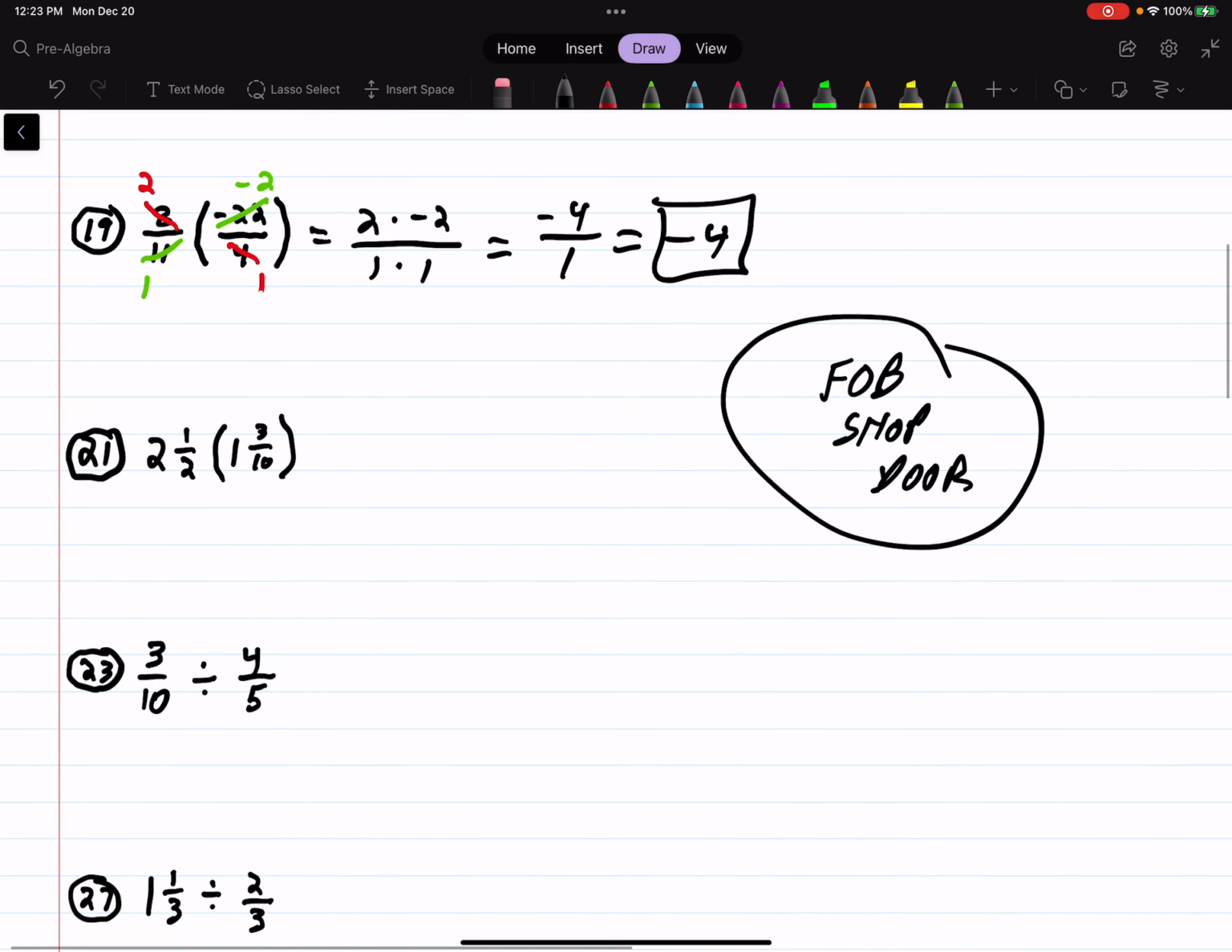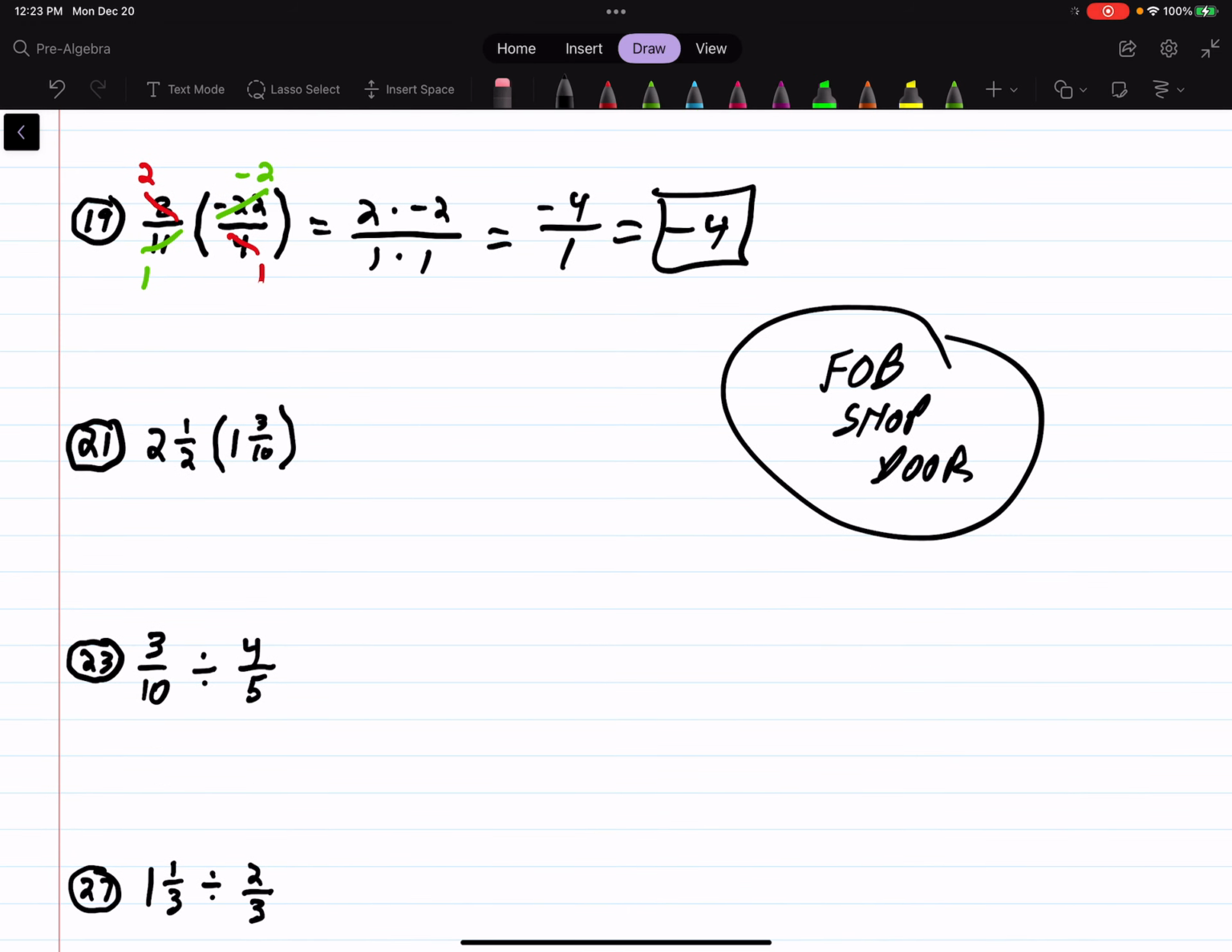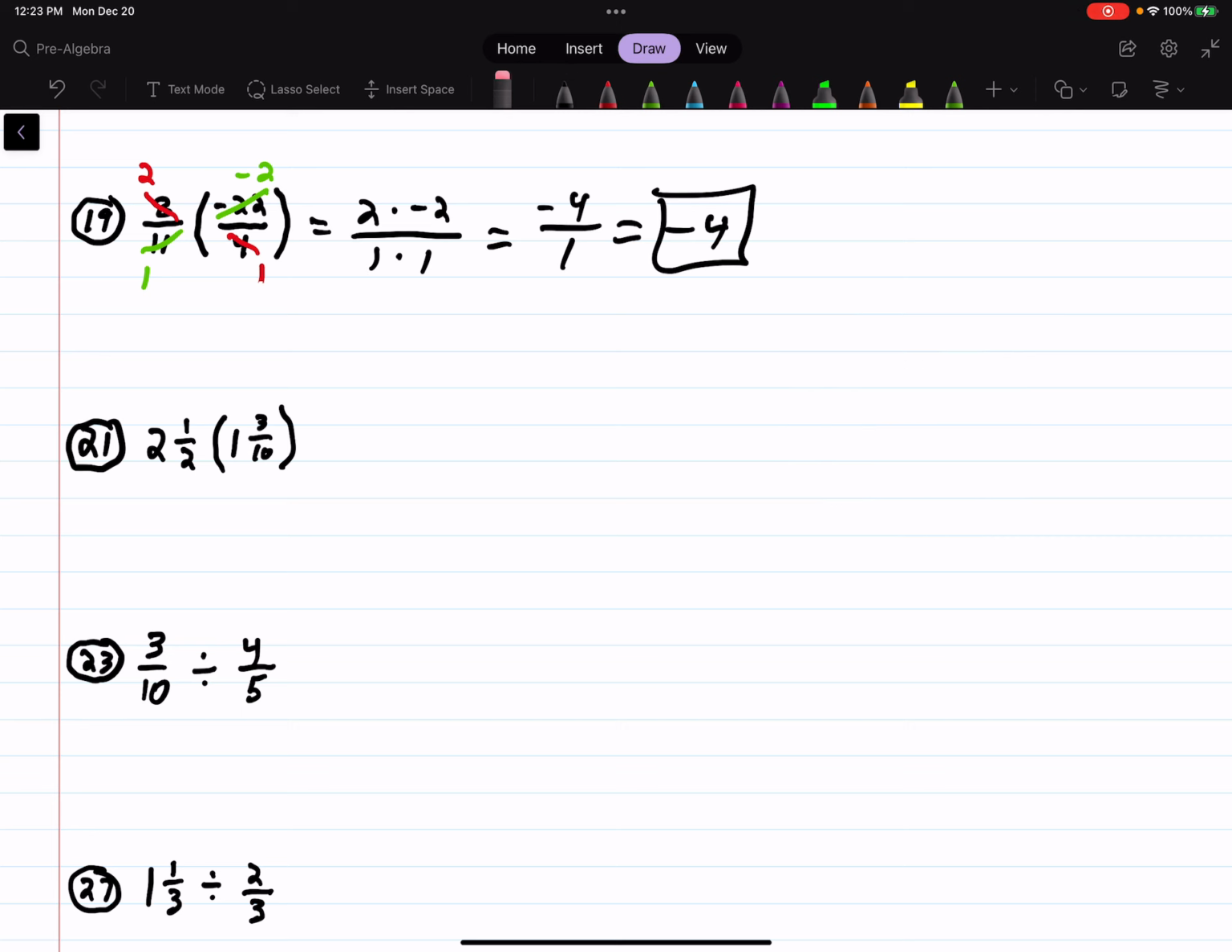All right, now let's go on to problem number 21. This time we're going to multiply two mixed numbers, and we need to make them into improper fractions. I'm going to do that over here. 2 and 1/2. You take that first number, multiply the bottom number times the whole number, add the top number, and use the bottom. So that becomes 2 times 2 is 4, plus 1 is 5, 5 over 2.